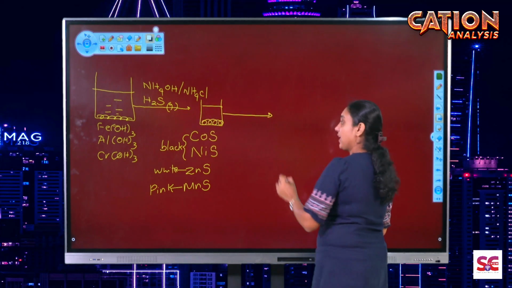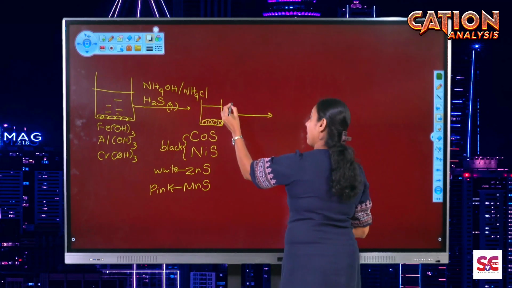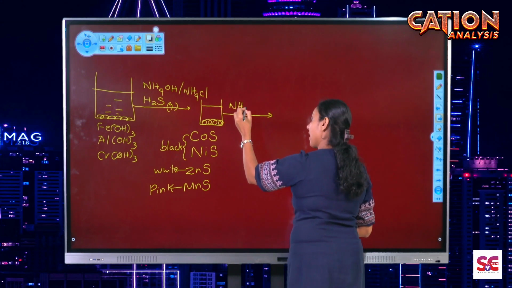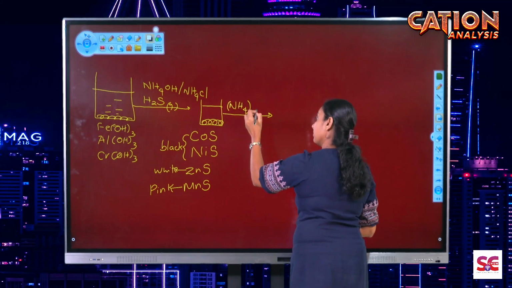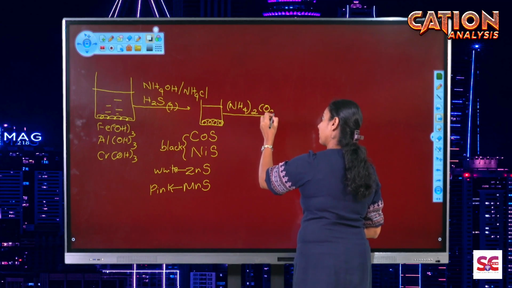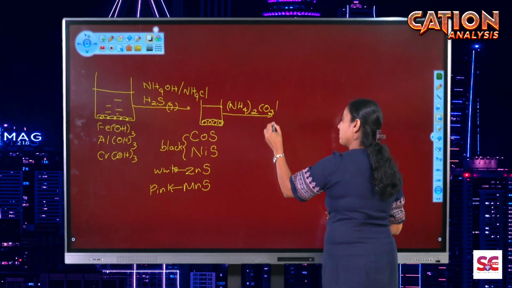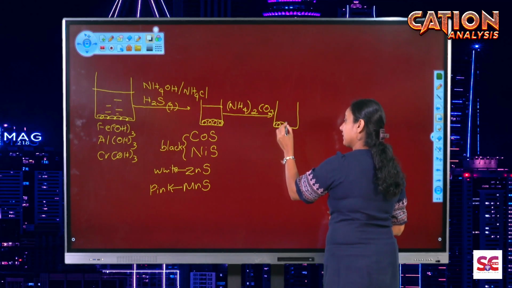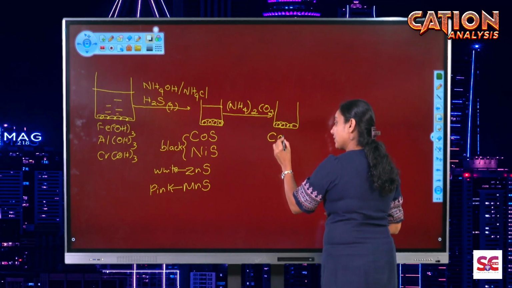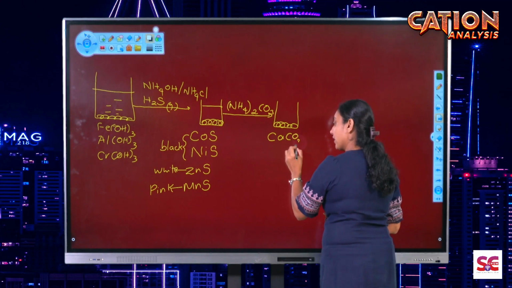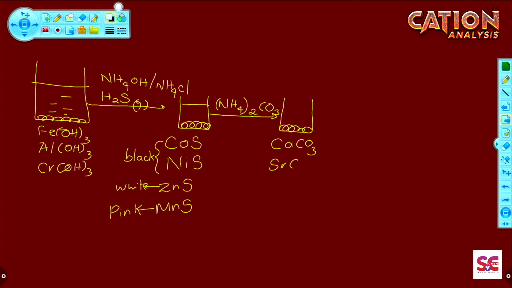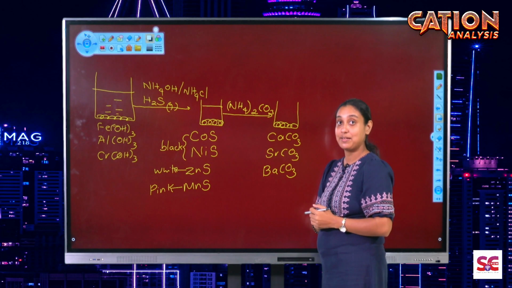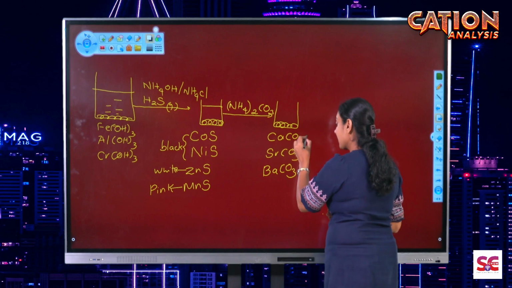Right. Then again take the filtrate out, add some ammonium carbonate. Then we can observe some carbonate precipitates. Calcium carbonate, strontium carbonate, barium carbonate. Strontium carbonate, calcium carbonate and barium carbonate, those are white color precipitates.